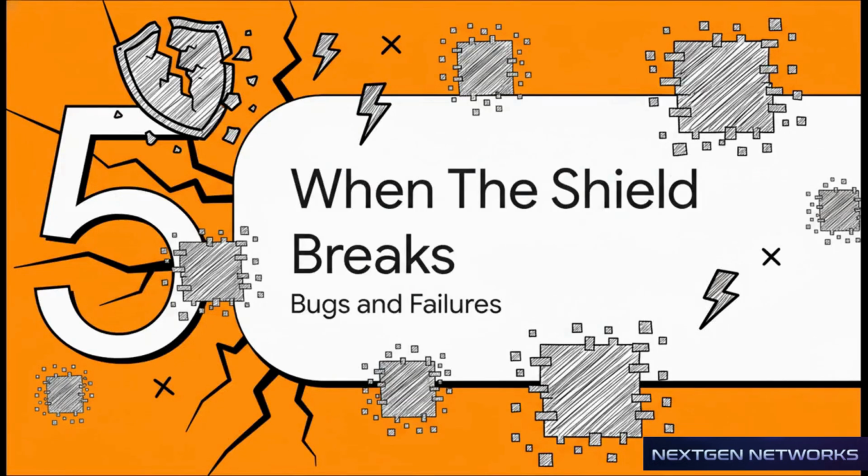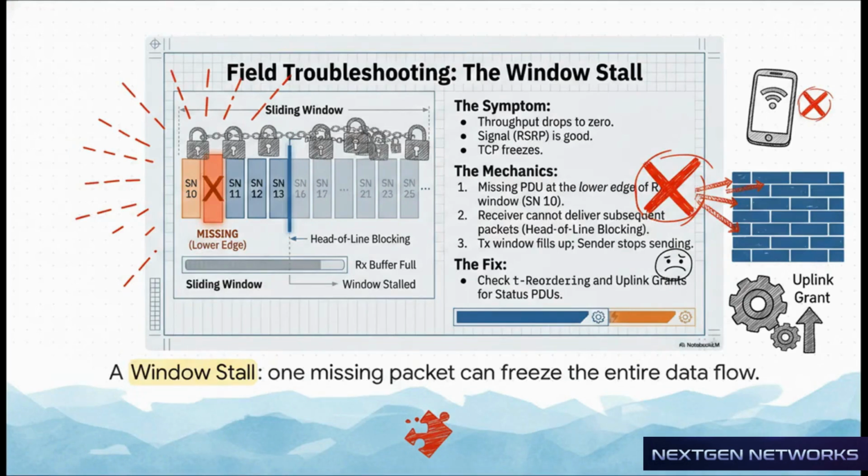But of course, no system is perfect. Even this incredibly tough shield can crack under pressure or because of bugs. So, what happens when things go wrong? This is a classic, and it is so frustrating. It's called a window stall. Just look at the diagram. Packet number 10 is missing.